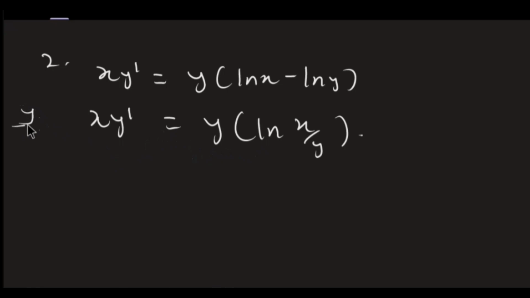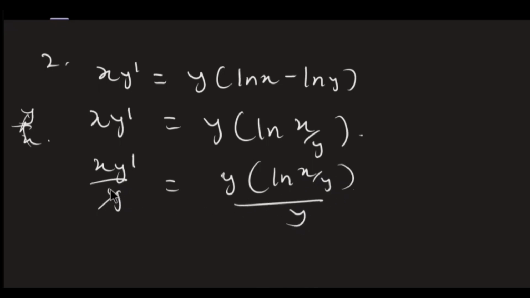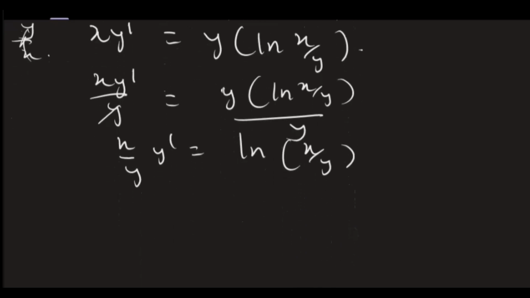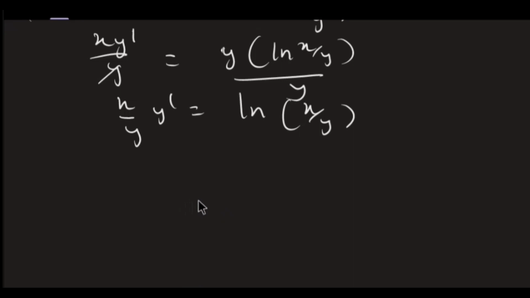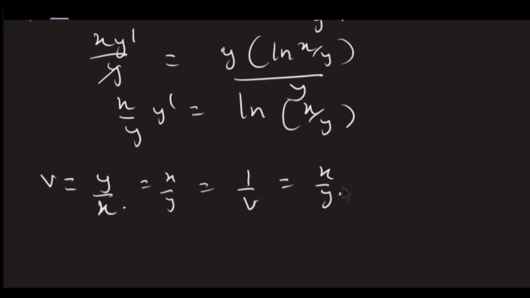To make my substitution y over x, I need to get, so here's x over y. So first of all, let me divide through by y, so that I'll get xy prime over y is equal to y multiplying ln of x over y, all over y. So that this will cancel, so that I'll have x over y times y prime equals ln of x over y. And at this point, I'm going to make my substitution here. So now what is my substitution? As usual, v is equal to y over x, right? So once I have v equals y over x, x over y is 1 over v.